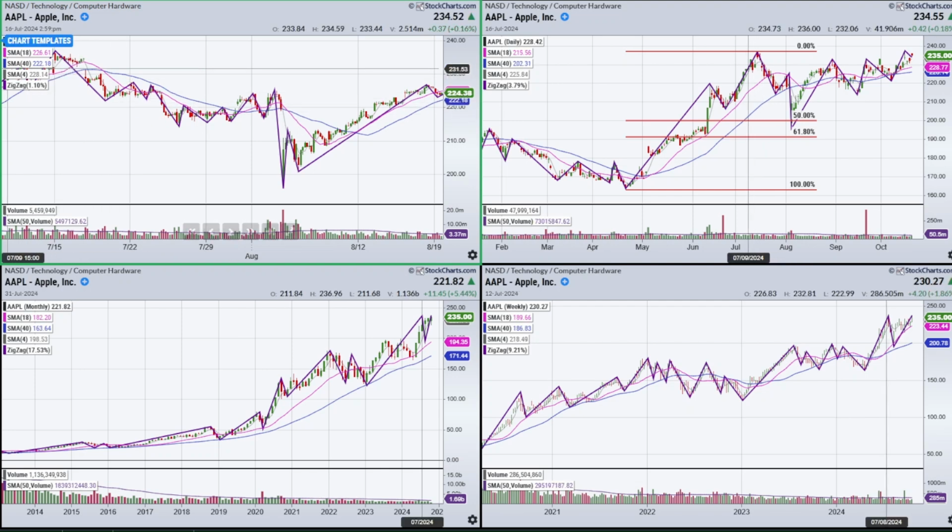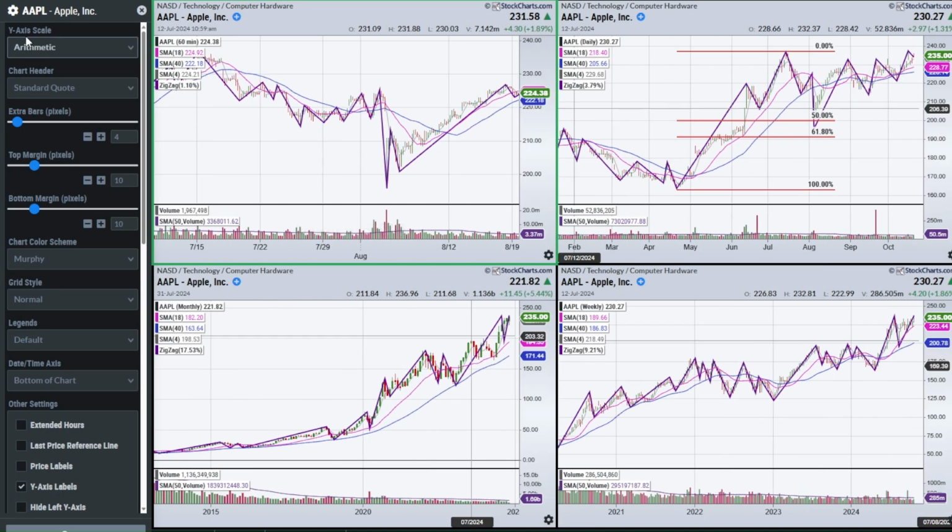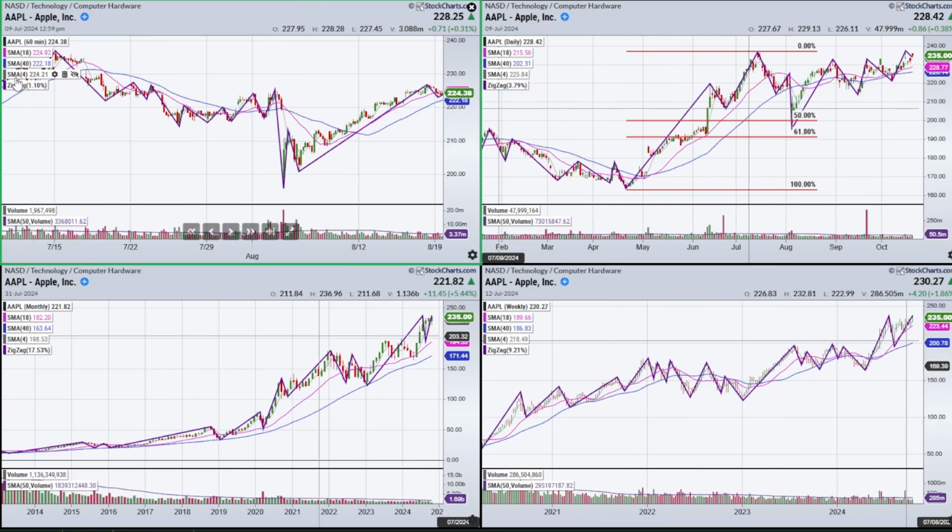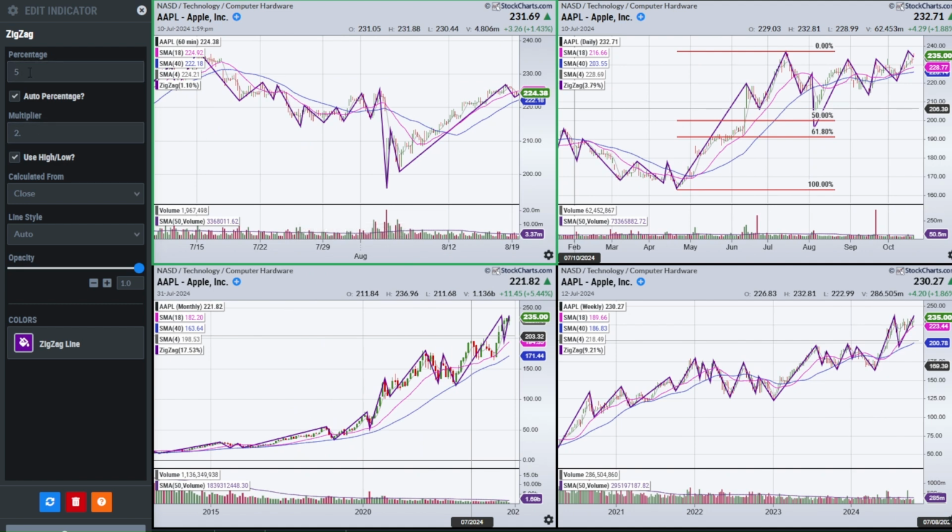All right. Now, let me just show you this so you can see. Zigzag. All right. So I'm using a percentage of 5. I've got it set to auto percentage. This is for anyone using StockCharts, ACP. The multiplier by default, if you bring up the zigzag, will be 2.5. I have switched it to 2, and I use the high and low, off the close. And so that's basically how I have this set up.